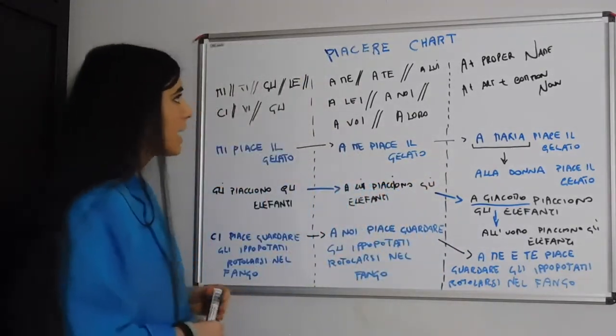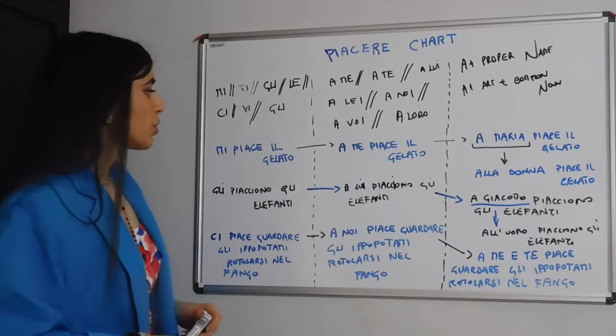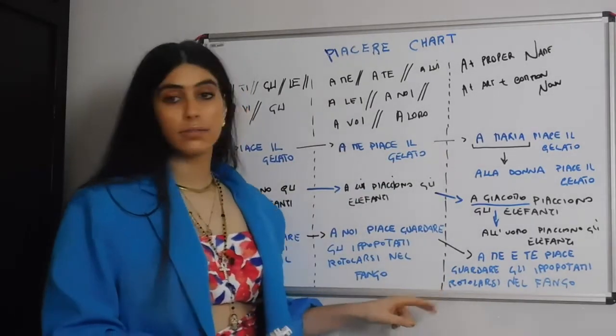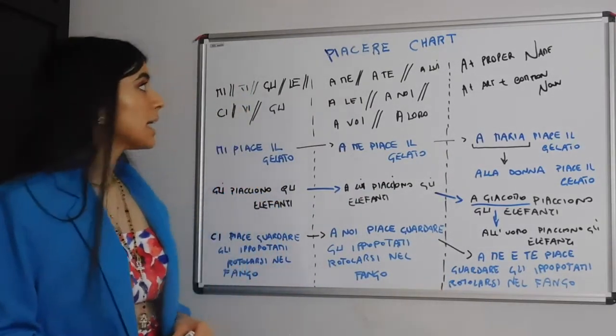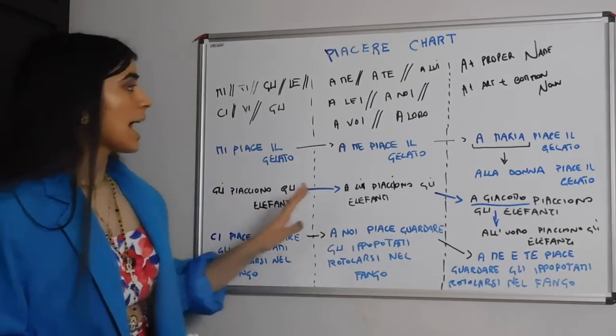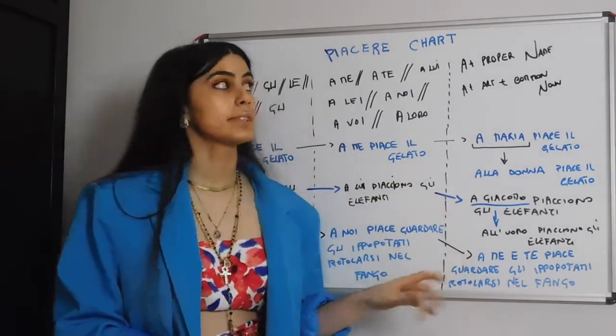And we have already seen piacere, so this video will be about the piacere chart, okay? So this is what I did. First of all, I drew two vertical lines, so that I have three columns, okay?